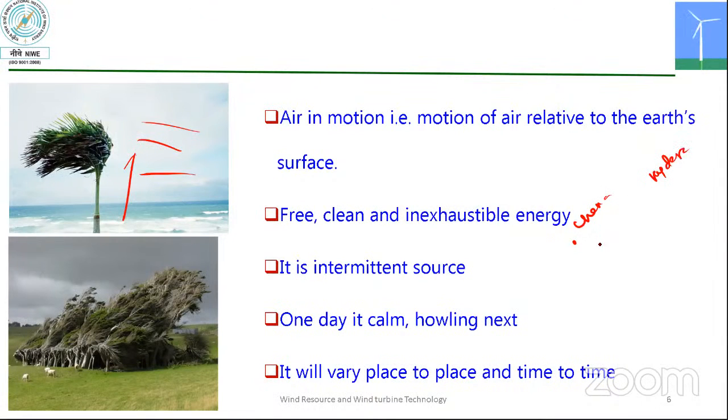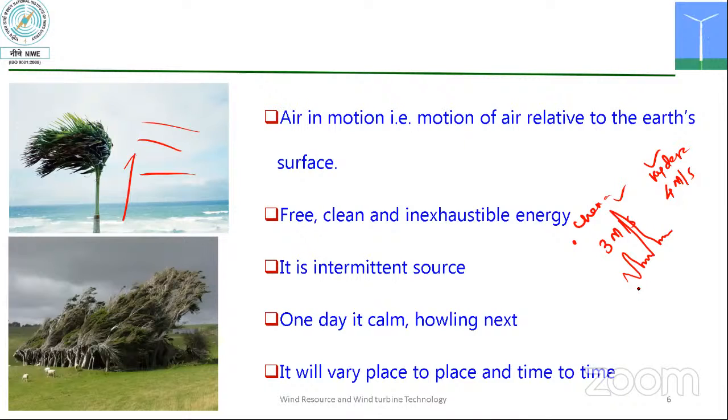In Chennai, it will be 3 meters per second now. At the same time, in Hyderabad, it may be 4 meters per second. It varies from place to place, and also with time. Now you can see the wind speed is 3 meters per second, again it goes to 5 meters per second, again 2 meters per second, 1 meter per second, again it goes to 20 meters per second.